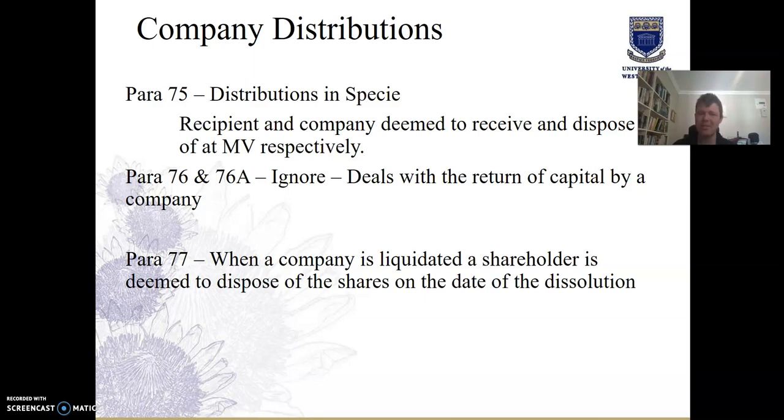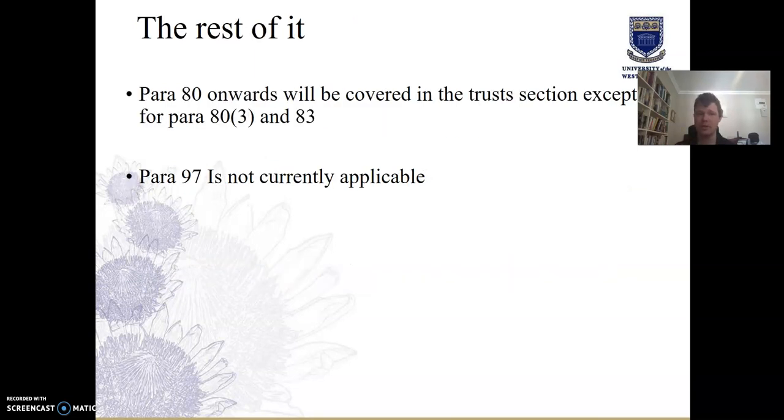Para 77 is when a company is liquidated: a shareholder is deemed to dispose of the shares on the date of the dissolution, so the date the company is liquidated, and your proceeds would be any kind of things you receive. So if there is a liquidation dividend, that would be your possible proceeds. Para 80 onwards will be covered in the trust section, and para 97 is not applicable to you guys.